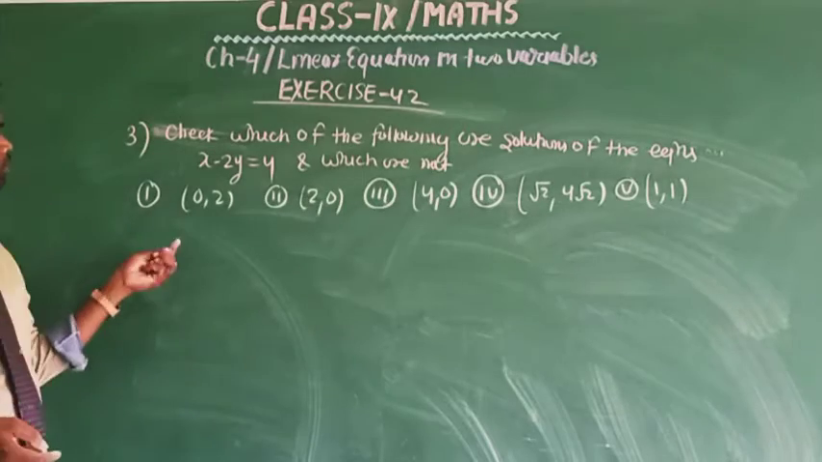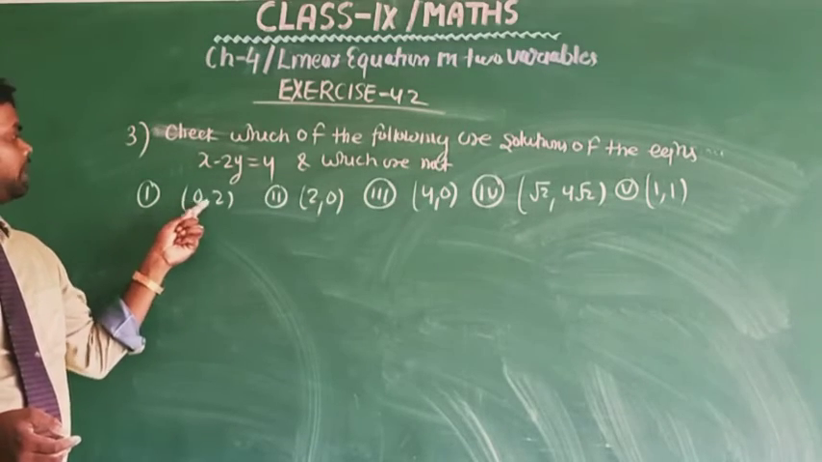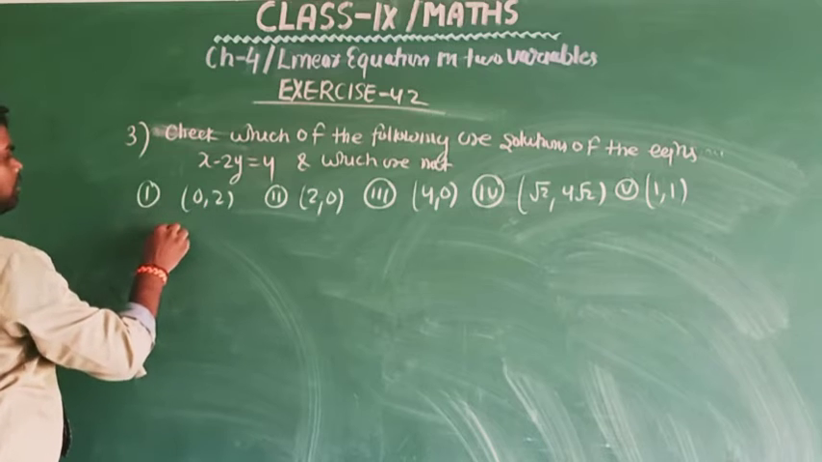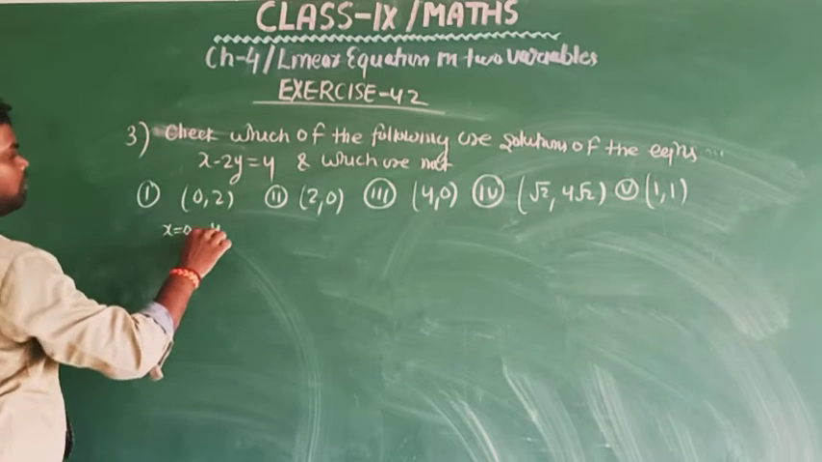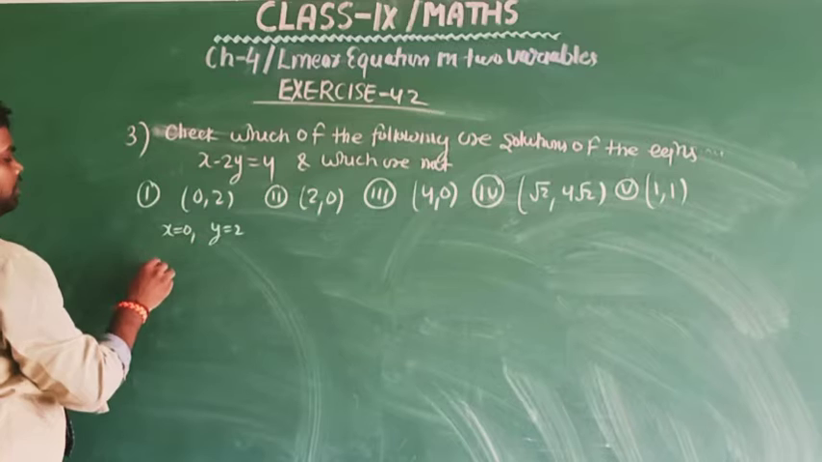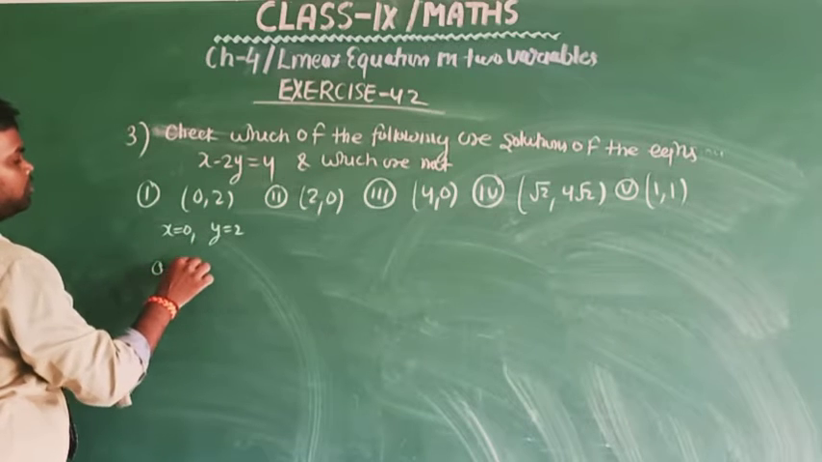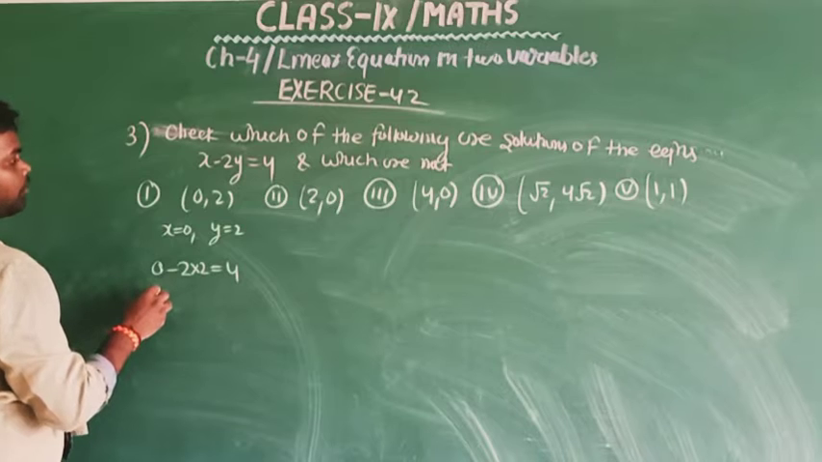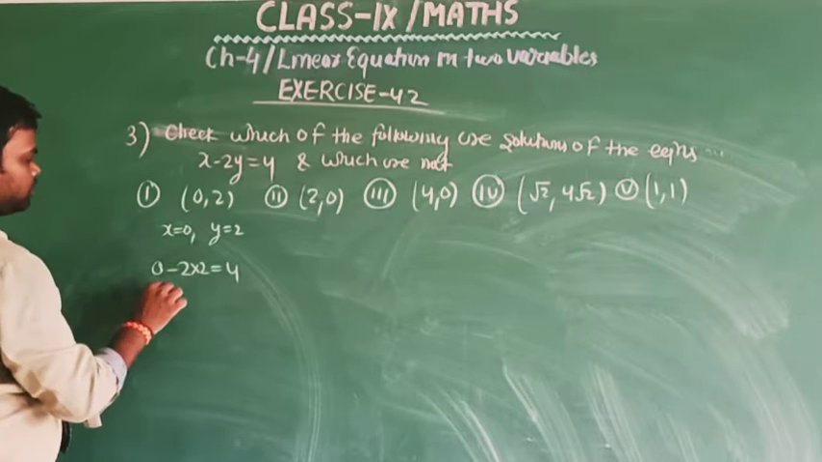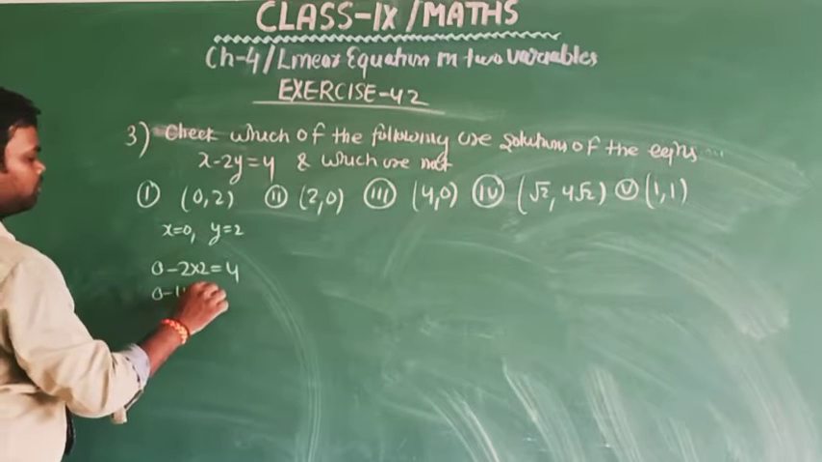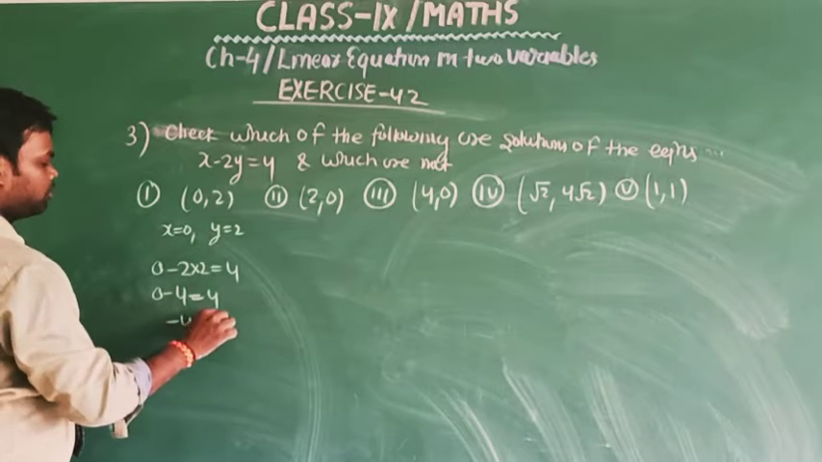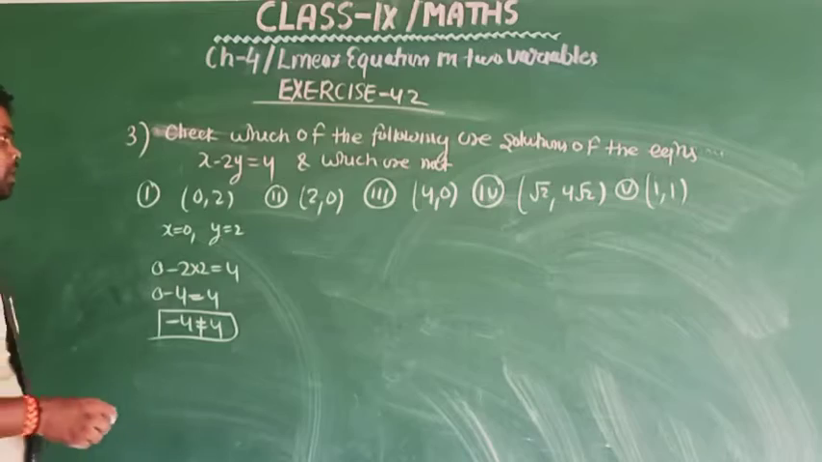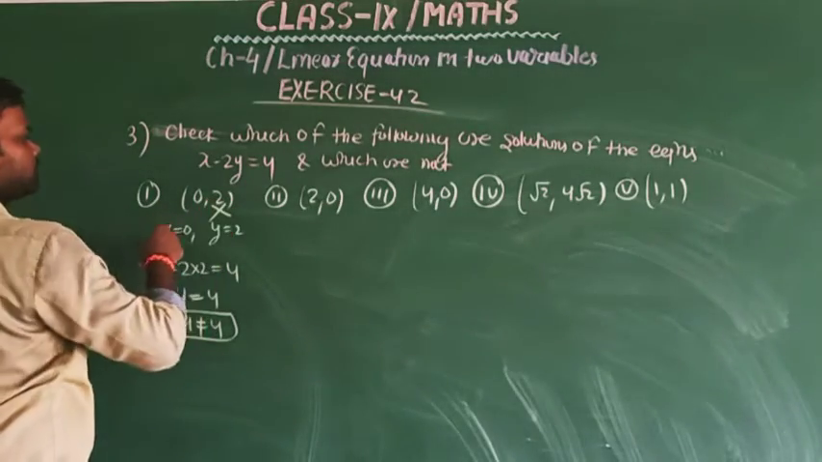So let us substitute the values of x and y in this expression. So here x equal to 0 and y equal to 2. Now substituting, 0 minus 2 into 2 equal to 4. So 0 minus 4 equal to 4. So minus 4 equal to 4. Here LHS is not equal to RHS. So this is not a solution.